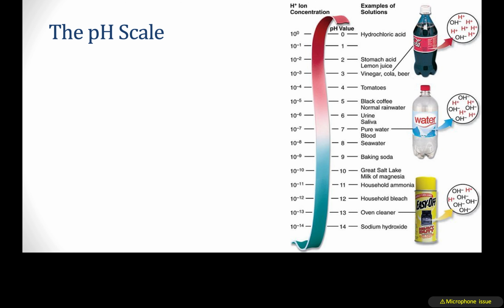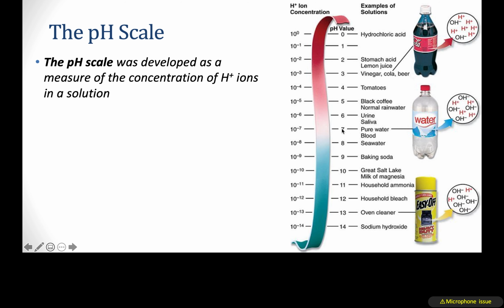All right, so let's start off by talking about the pH scale. Over on the right here, we have the entire pH scale. It goes from 0 to 14, with 7 being neutral, or pure water. This is pure water with nothing dissolved in it.